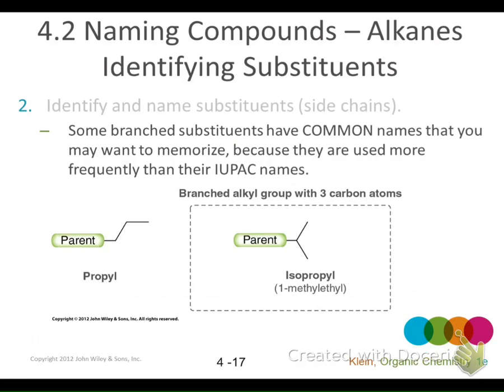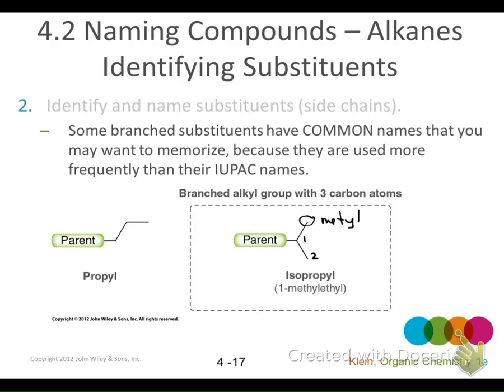Isopropyl and 1-methyl ethyl. Now think about what 1-methyl ethyl is. The parent is shown as the big blob on the left there. So if you were numbering this chain, you would go 1, 2, right? It's an ethyl group. This is the methyl group. So this would be a 1-methyl ethyl group. Turns out people have for years called this an isopropyl group.